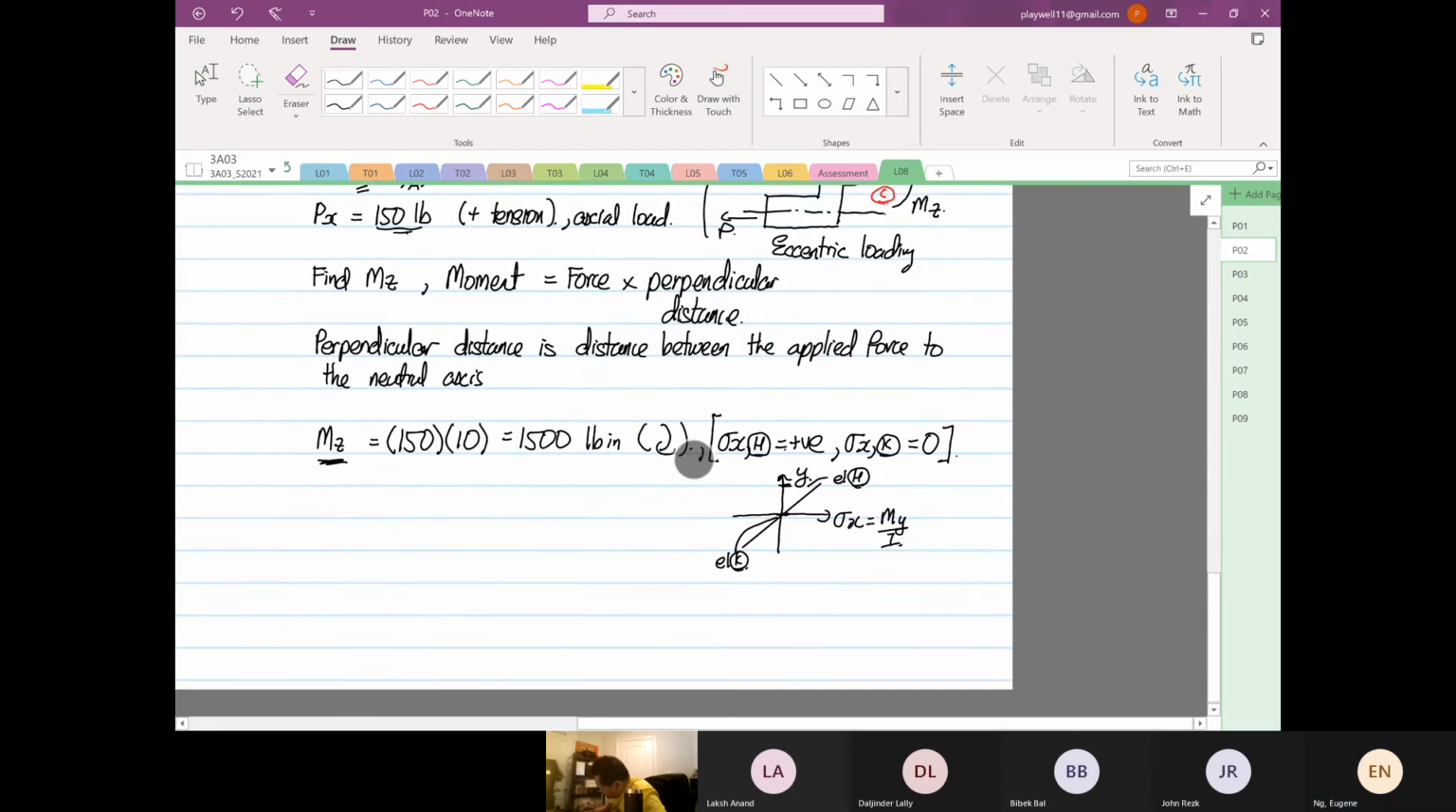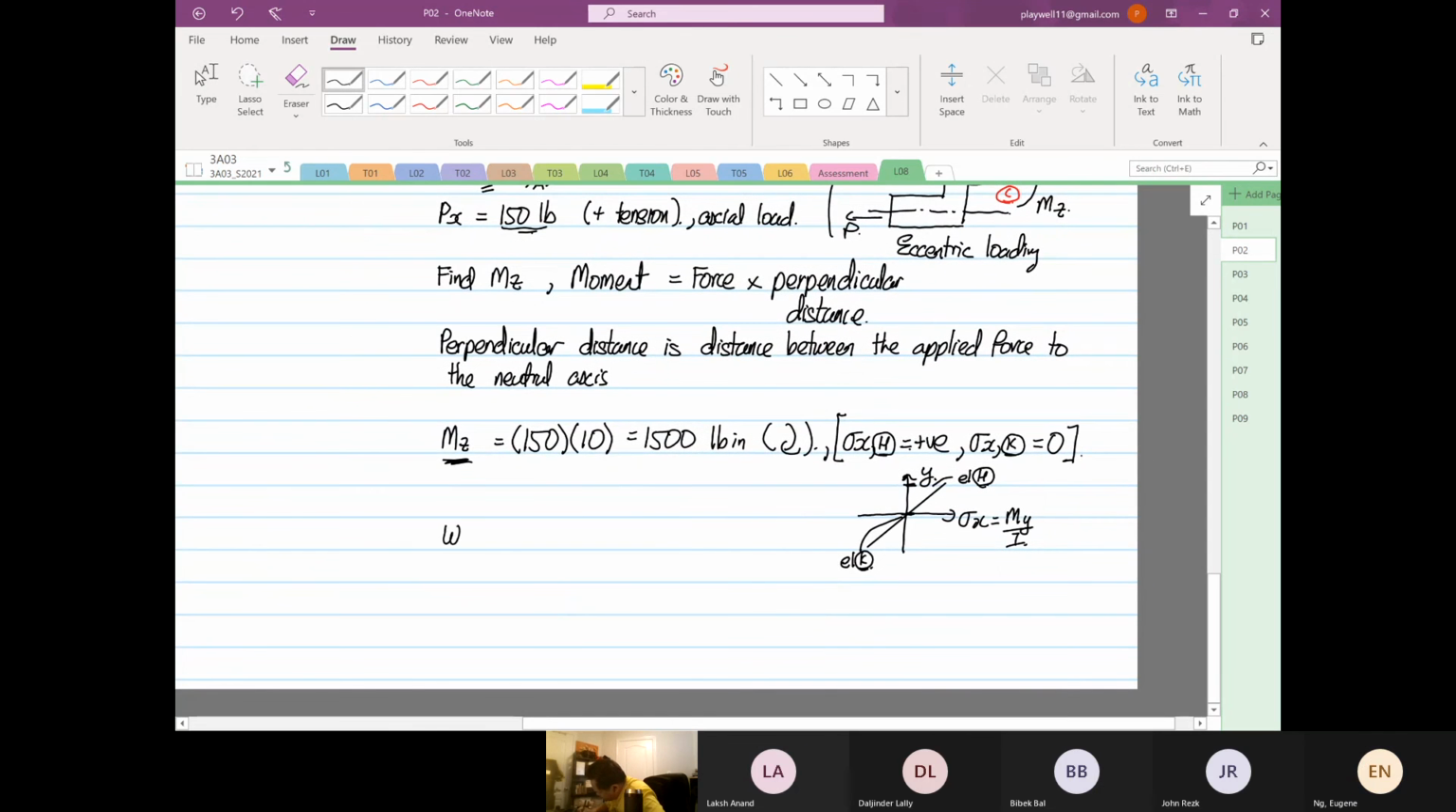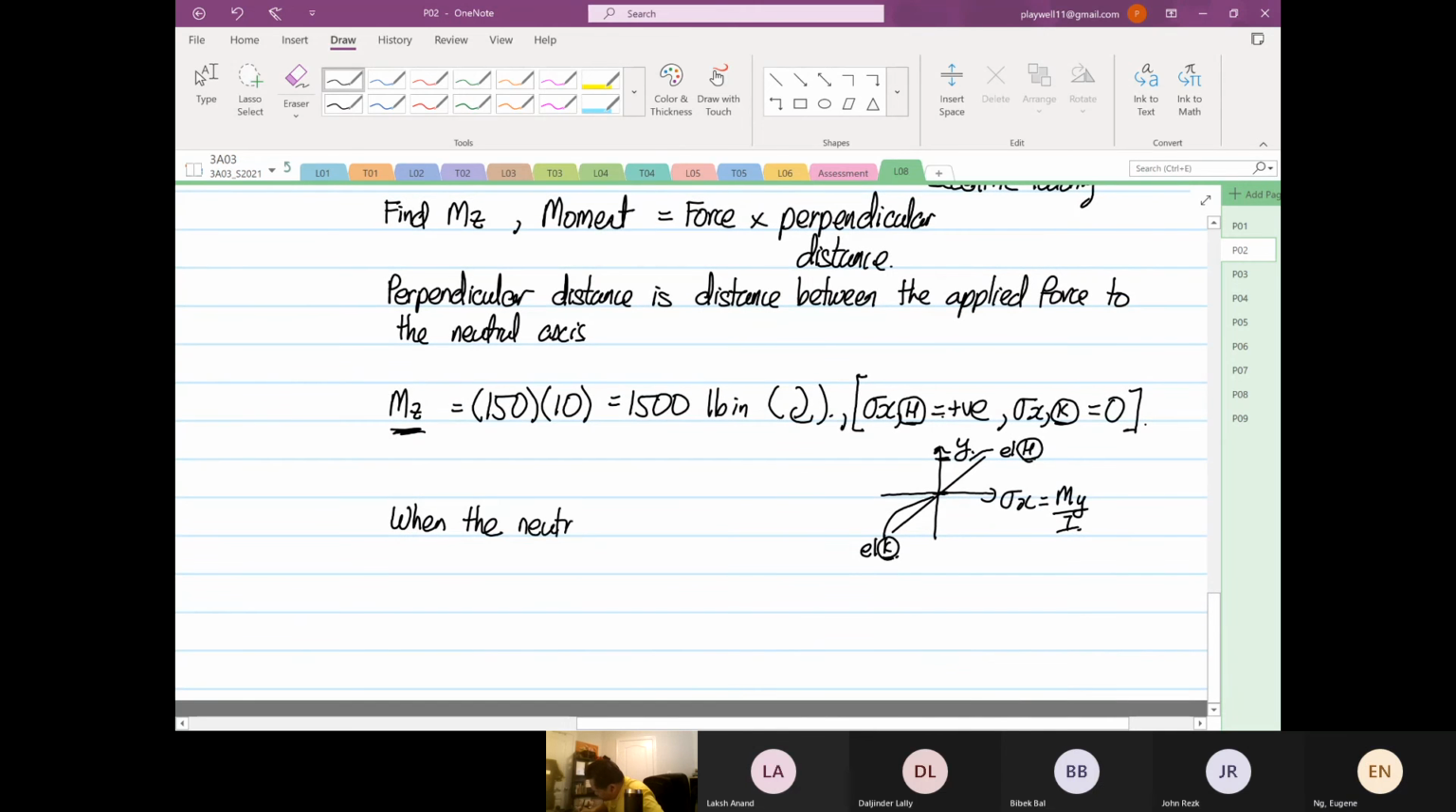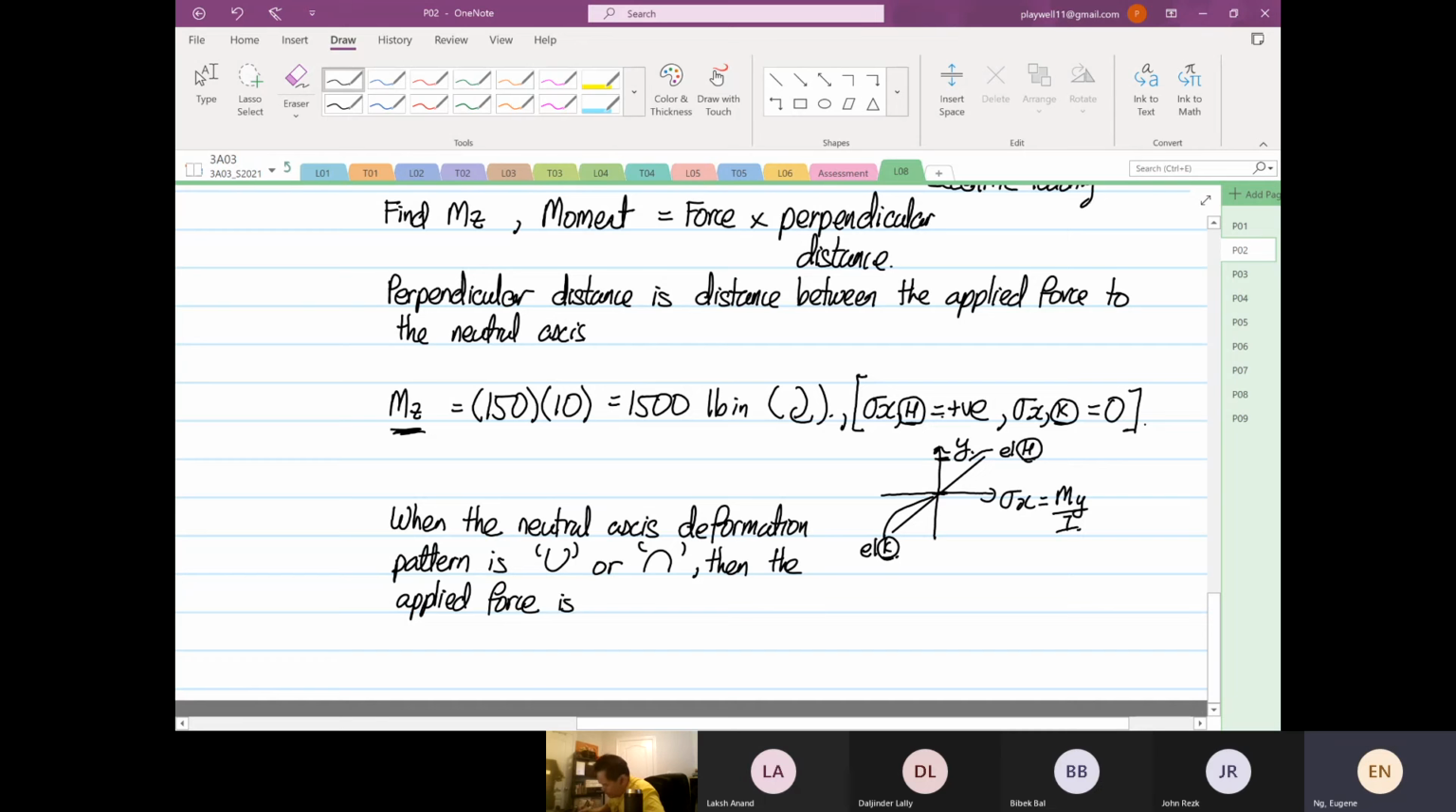So I'll write this out. When the neutral axis deformation pattern is either a smiling face or sad face, then the applied force is inducing a moment.